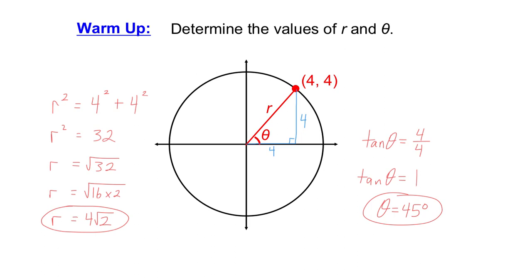Now you might recall from the previous lesson that we have these special angles. So look at the table of your special angles. For which angle is the tangent equal to 1? Well, the answer is 45 degrees.